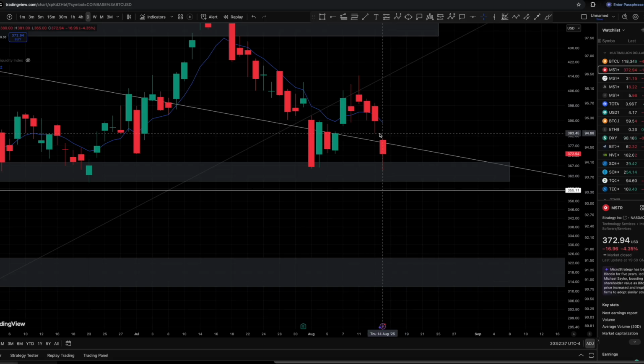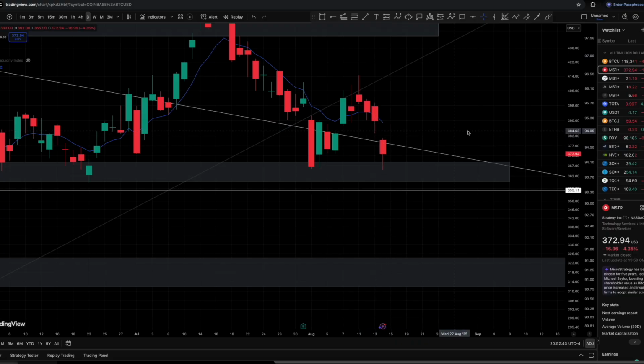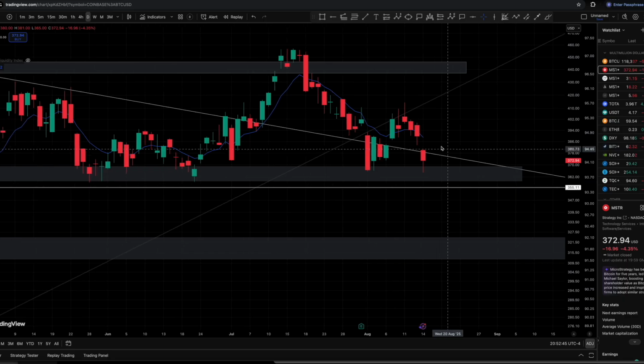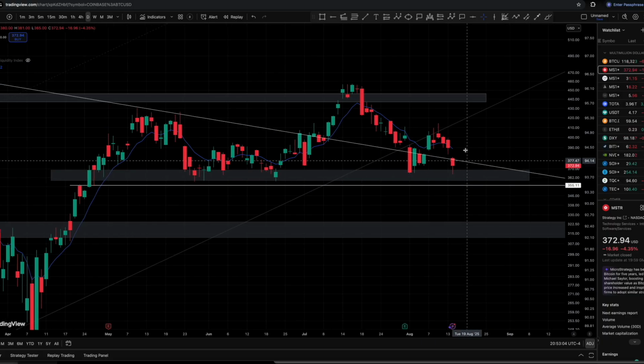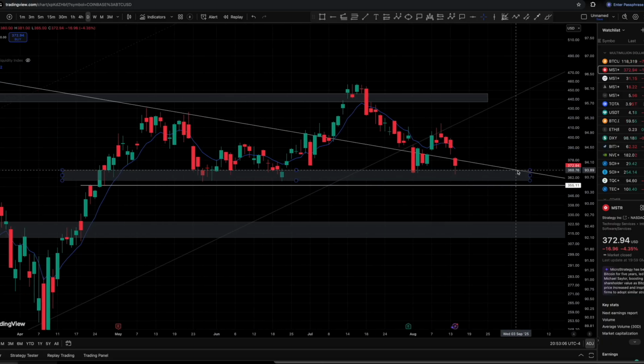We do have a gap to fill here at 383 to around 381, this little area right here. So we'll see if we can push up to the 8-day moving average, the EMA, and retest off of that. Hopefully we can break through it and get a close. If not, if we continue this momentum to the downside, then I would expect a wick and potentially fall back inside of this downward sloping trend line.